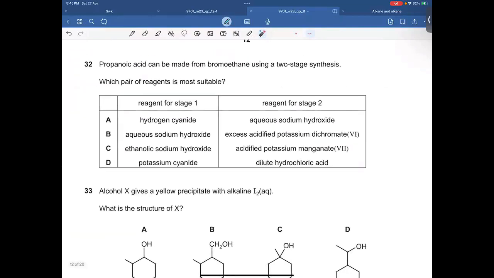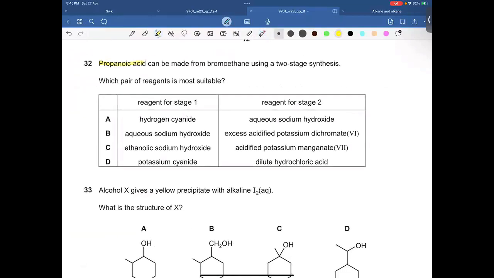Question number 32. Propanoic acid, which is CH3CH2COOH, and this propanoic acid has 3 carbon atoms, can be made from bromoethane. Bromoethane is CH3CH2Br, and this compound has 2 carbon atoms. Using a 2-stage process, which pair of reagent is most suitable?